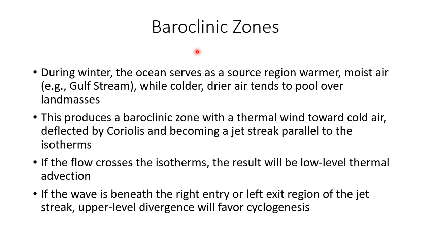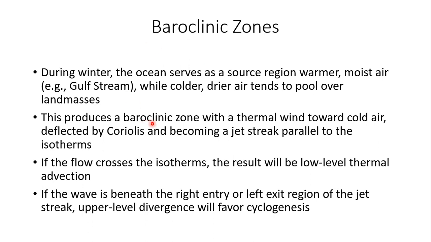The Gulf Stream is a very warm ocean current, and aloft, where that cold continental polar air mass is moving over that Gulf Stream, we have an extremely unstable situation in that case, with colder, drier air moving over that warmer Gulf Stream surface. This generally is going to produce an excellent area for storm development and cyclogenesis. This is known as a baroclinic zone, with a thermal wind toward the colder air deflected by Coriolis and becoming a jet streak parallel to the isotherms, those lines of equal temperature.